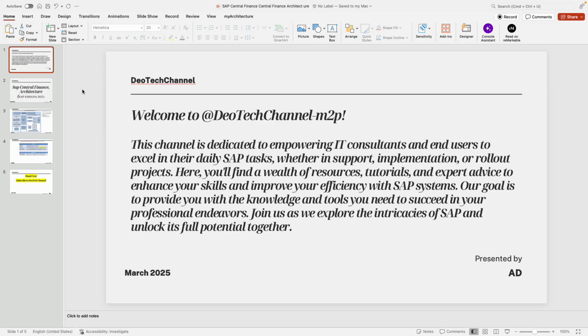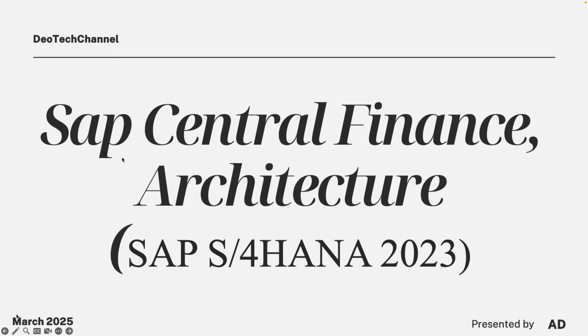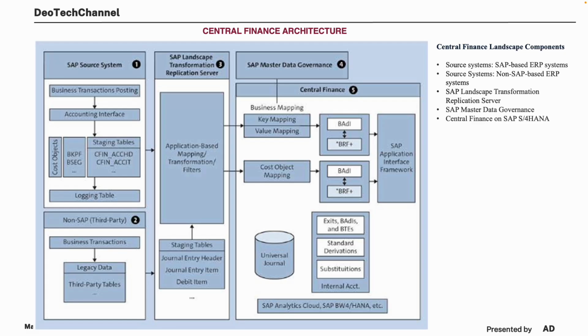Today, let's go over the latest S4 HANA CFIN 2023 Central Finance architecture and SAP supported source systems and the options. This picture shows the SAP Central Finance architecture, detailing how financial data flows from SAP and non-SAP systems into a centralized finance system that we call central finance.